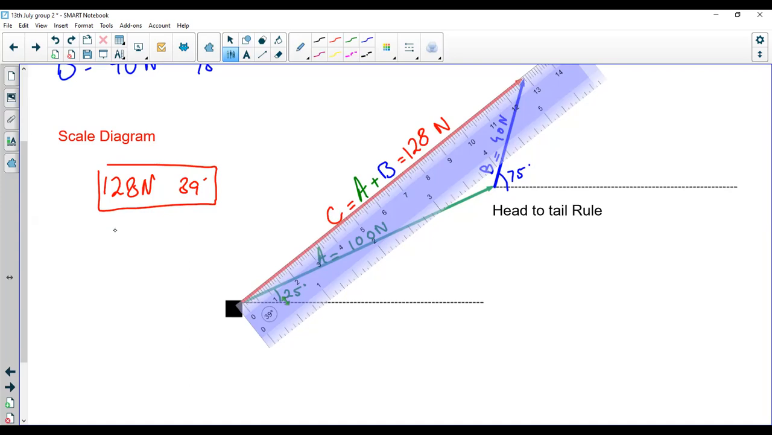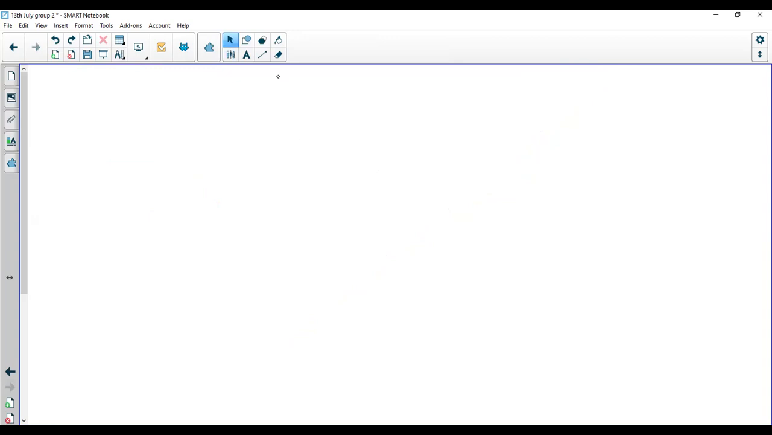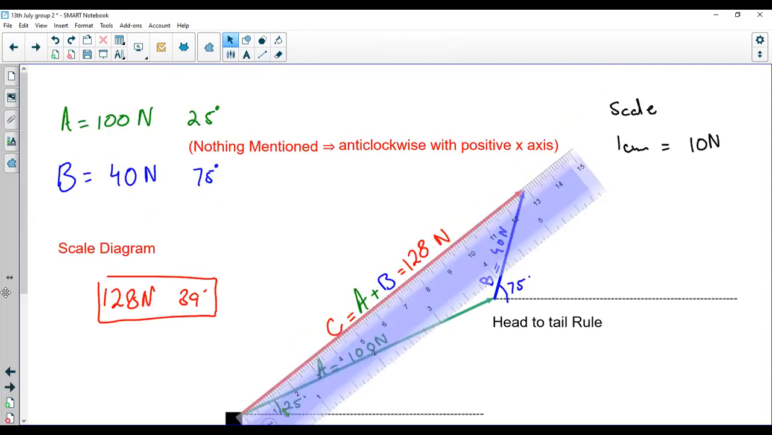Is it clear, this part? Yes. Okay. Now we use the same figure, but I will use the same figure later. But first, is there any question about vector addition by a scale diagram, and adjusting this figure, how to get the resultant?